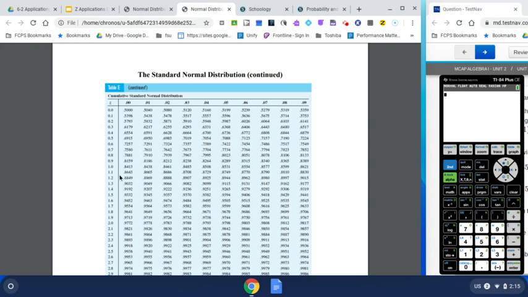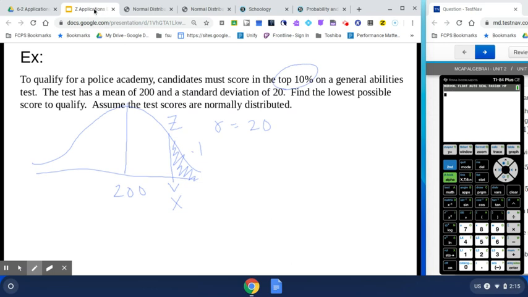So I'm seeing 1.28. Okay, so that line corresponds to a z-value of 1.28. Now I have to transform it into a data value. I'm going to use the z-score formula here. So z equals x minus mu over sigma. Filling in what we know, the z-value is 1.28. We do not know the data value, so x, I'm going to leave x. We know the mean is 200, and we know the standard deviation is 20. We're going to solve that equation for x.